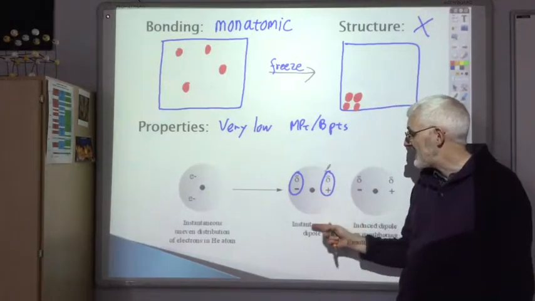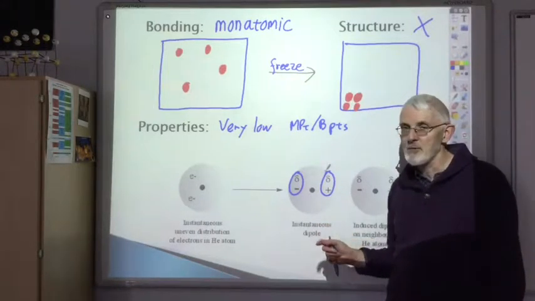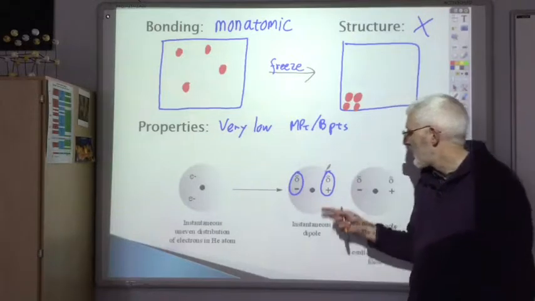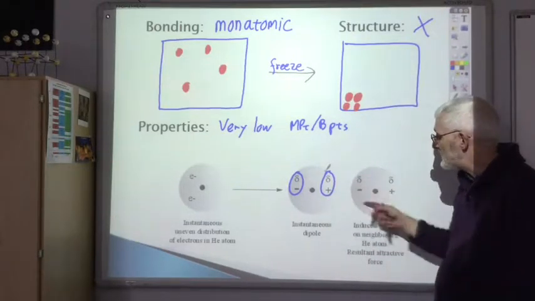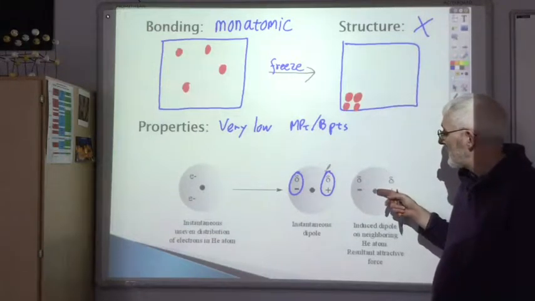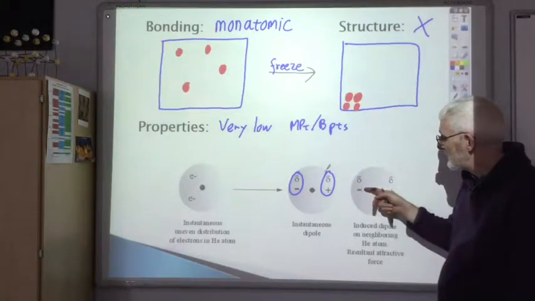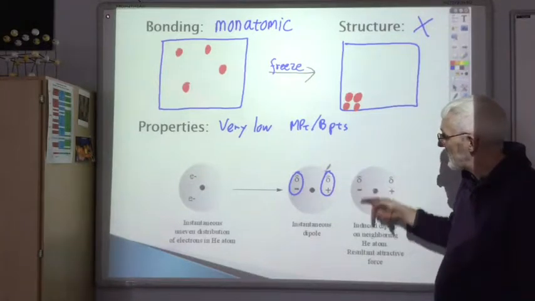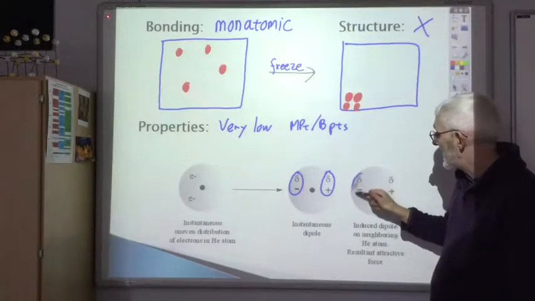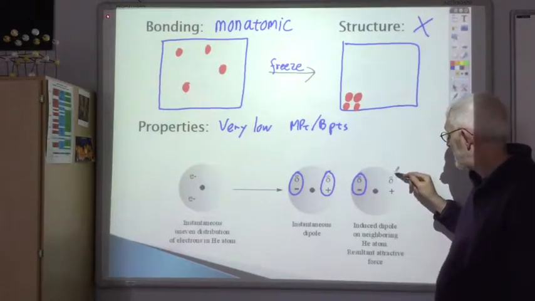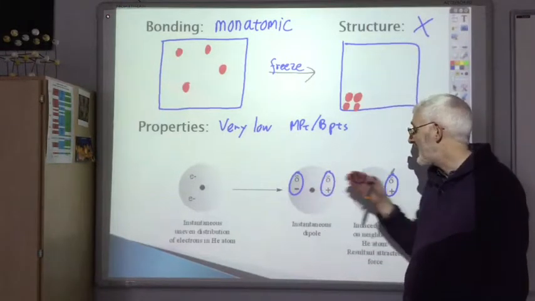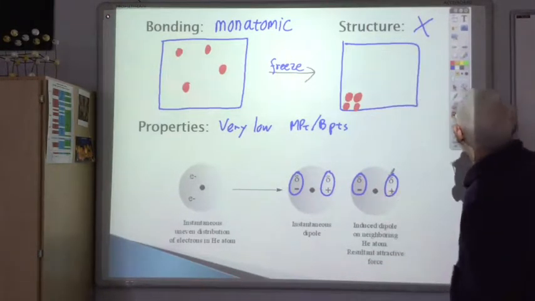And that, it says here it calls it an instantaneous dipole. We actually refer to it as a temporary dipole. But that temporary dipole can then induce a dipole in another helium atom, because the electrons going around this atom will be attracted to this positive charge. So they'll be over this side of the atom, giving it a slightly negative charge, leaving this side slightly positive charge. So you get this temporary dipole and it induces a dipole in another atom.